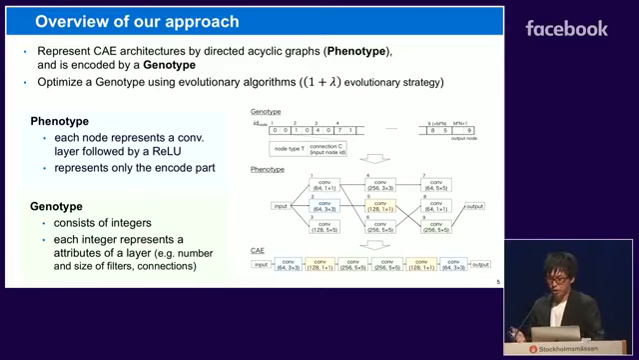The input of each node in the phenotype is connected to at most one node. So there is a single unique path starting from the input node and ending at the output node. This path represents the encoder part of the CAE. We employ a symmetric CAE in this work, so the decoder part is designed to be symmetric to the encoder part. So we optimize a genotype to maximize the performance by evolutionary computation. Specifically, we optimize the number and size of filters and skip connections of each layer in this work.